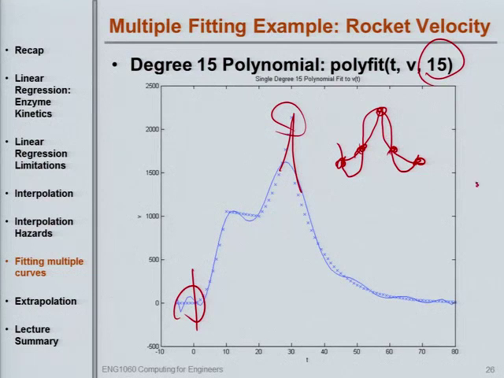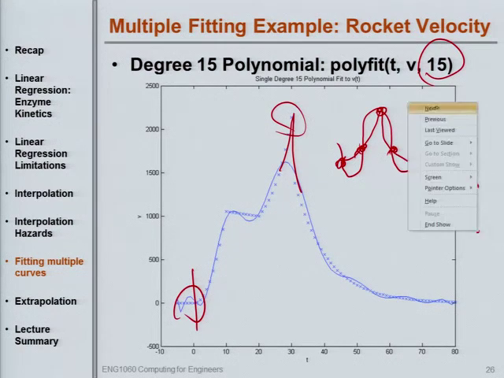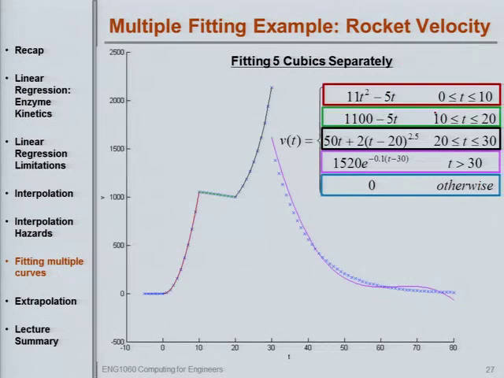So what's the way around this one? The way around this one is to split your domain up into different segments. So there's one segment ends there, one ends there, one ends there, one ends there, one ends there, and then fit polynomials to each one of them individually.